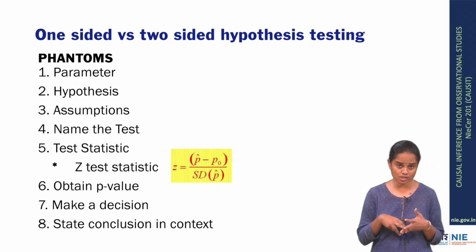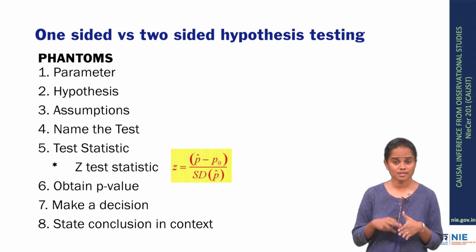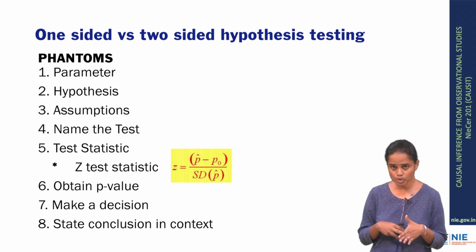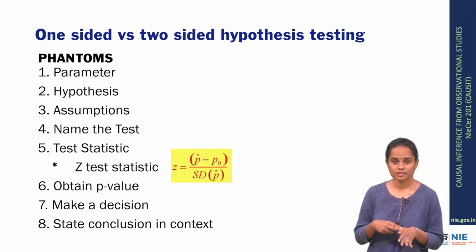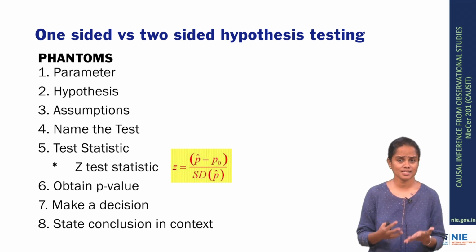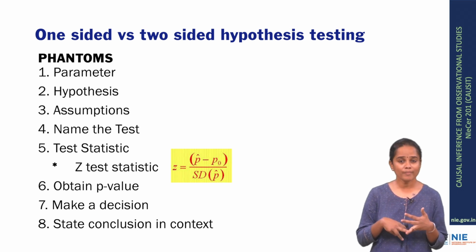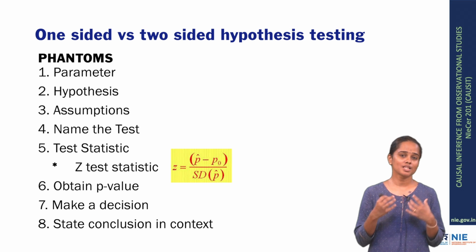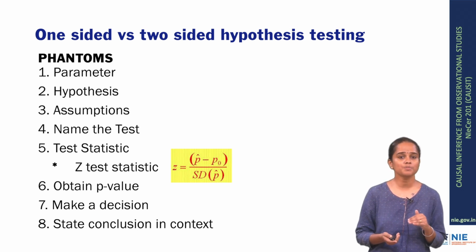State the assumptions by which your data were collected. Name the test, the statistical test that you will be using in your study. Specify the test statistic that will be calculated, be it a z-test or t-test. Obtain the p-value. Make a decision and state the conclusion in context. Okay, we will go through these steps one by one.